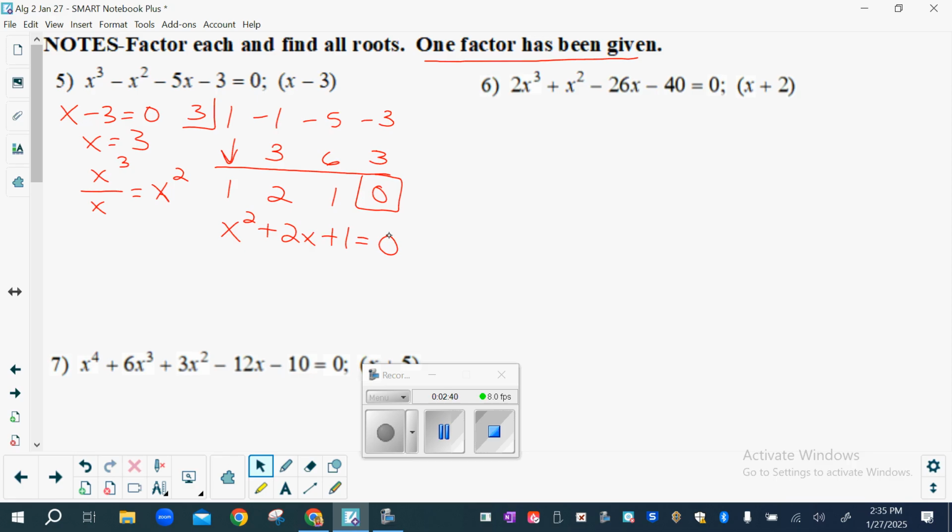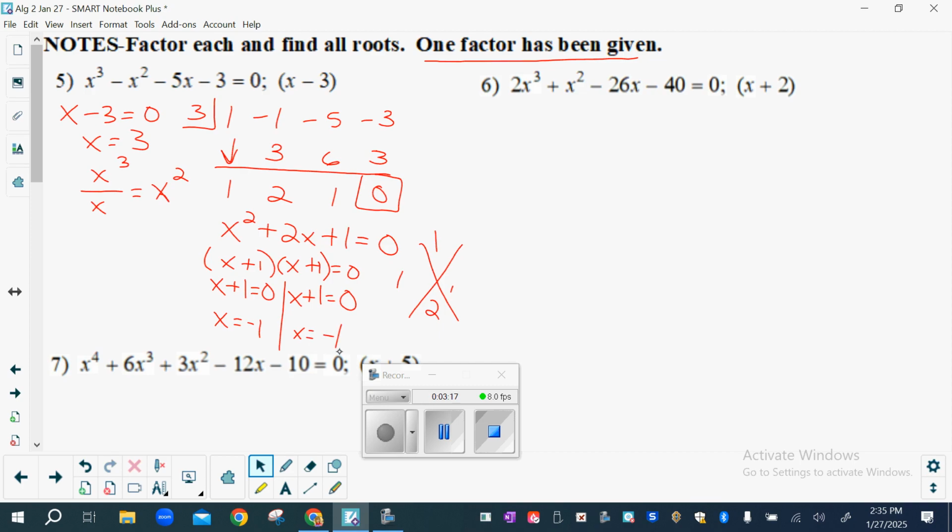How do we factor it? It's a trinomial. What multiplies to 1 that adds to 2? 1 and 1. So x plus 1 times x plus 1 is 0. So we have x plus 1 is 0. And what do we get for our answer? X is negative 1. And then we get negative 1 again.